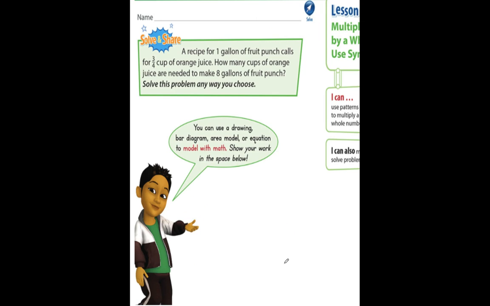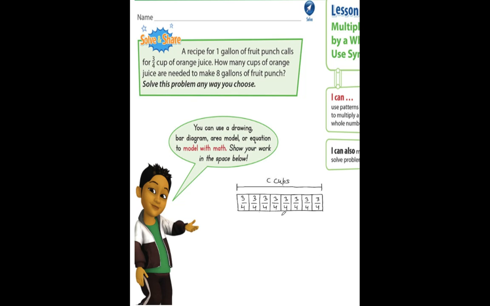All right, so we're going to go ahead and check this out. A recipe for 1 gallon of fruit punch calls for 3/4 cup of orange juice. How many cups of orange juice are needed to make 8 gallons of fruit punch? Solve this problem any way you choose. So now we're not in school, so we're going to try this together.